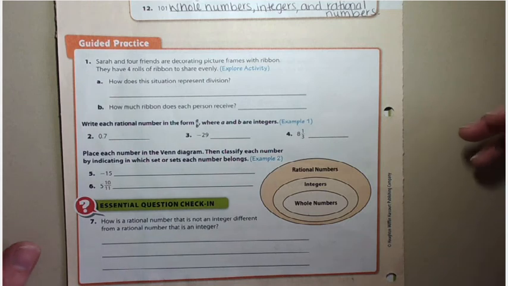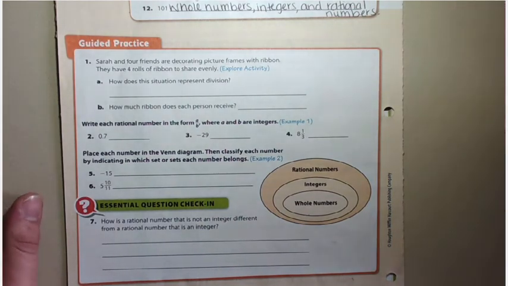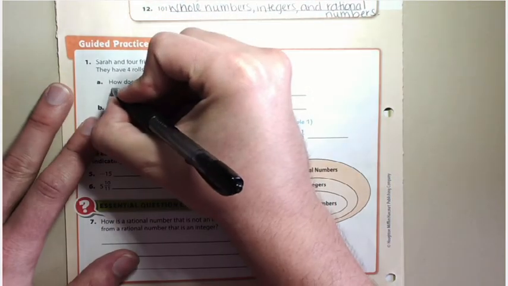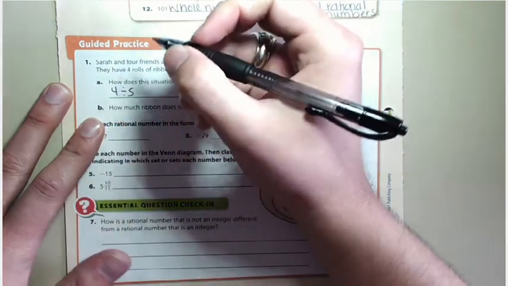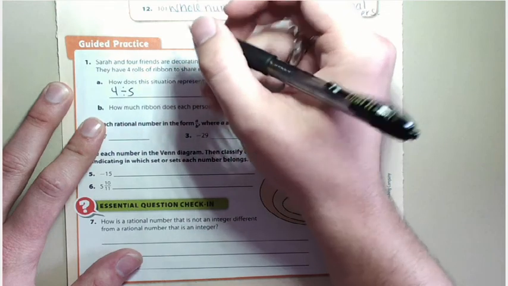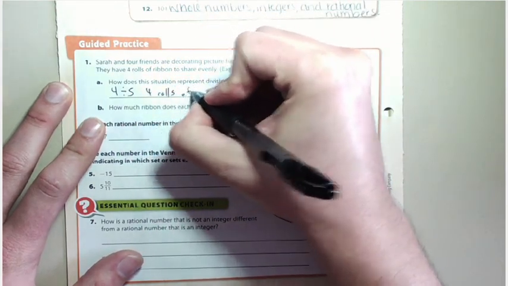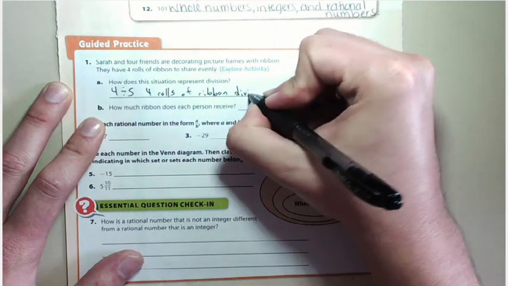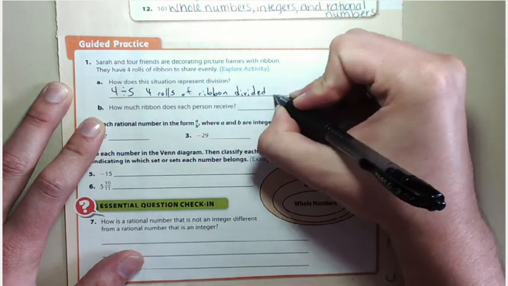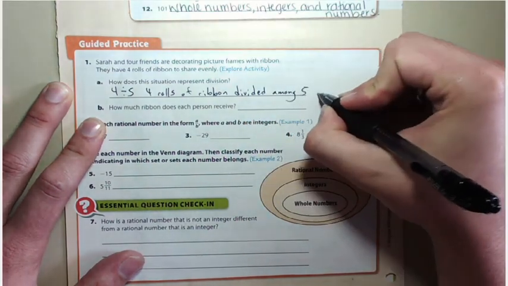Well, there are 4 friends, including Sarah, which would give us a total of 5. We want to separate 4 rolls of ribbon into 5. So what I would do is take my 4 rolls of ribbon and divide that by 5. Or another way that you could say that is 4 rolls of ribbon divided among 5 friends.